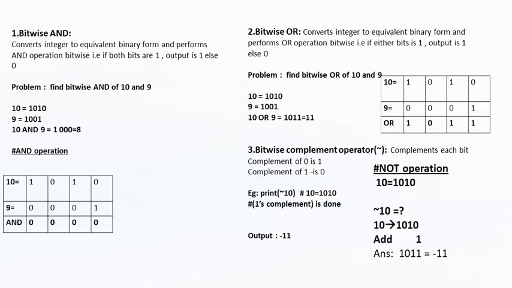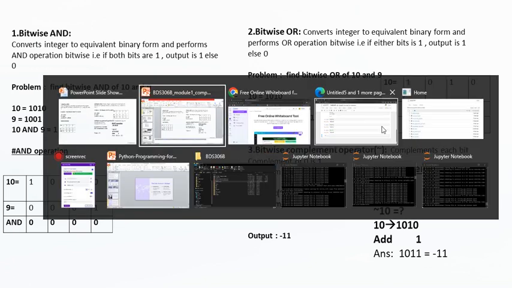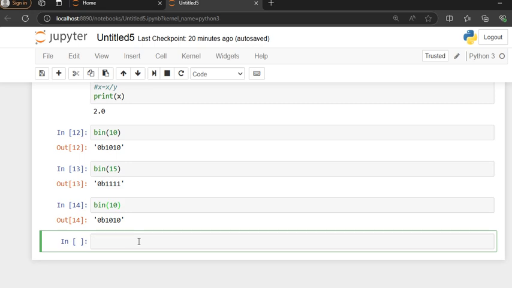Okay, so this is a bitwise AND. So this is the AND operation of 10 and 9. This is the binary equivalent of 10, and this is the binary equivalent of 9. Even if one of them is 0, the output would be 0. So that's why all the outputs are 0. So what is the bitwise AND of 10 and 9? It is actually 0. So let's go and confirm this in the Jupyter notebook.